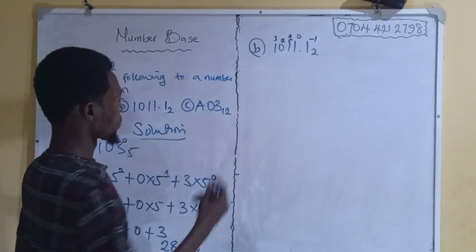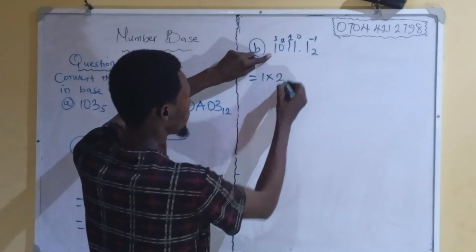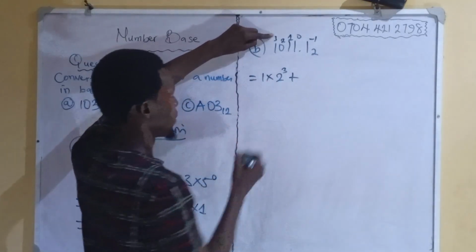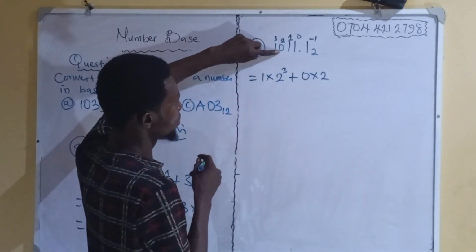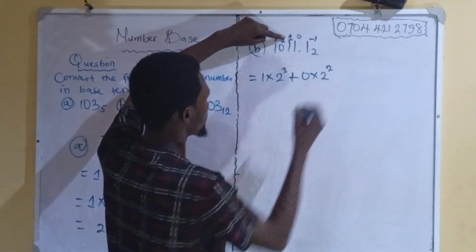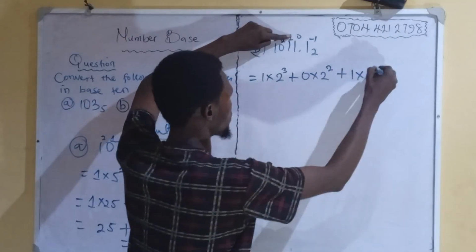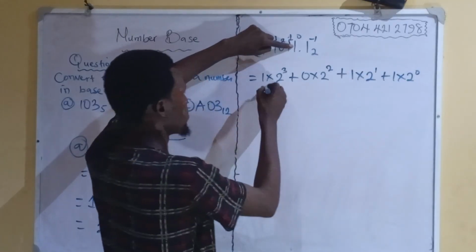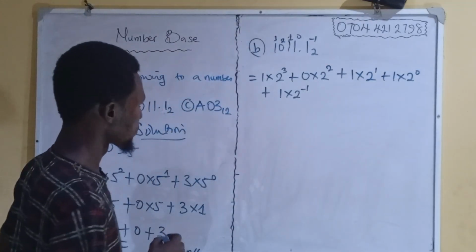So to expand this, you're going to have 1 times 2, which is the base, and the power there is 3, plus 0 times 2, and the power there is 2, plus 1 times 2, and the power there is 1, plus 1 times 2, and the power there is 0, plus 1 times 2, and the power there is minus 1.